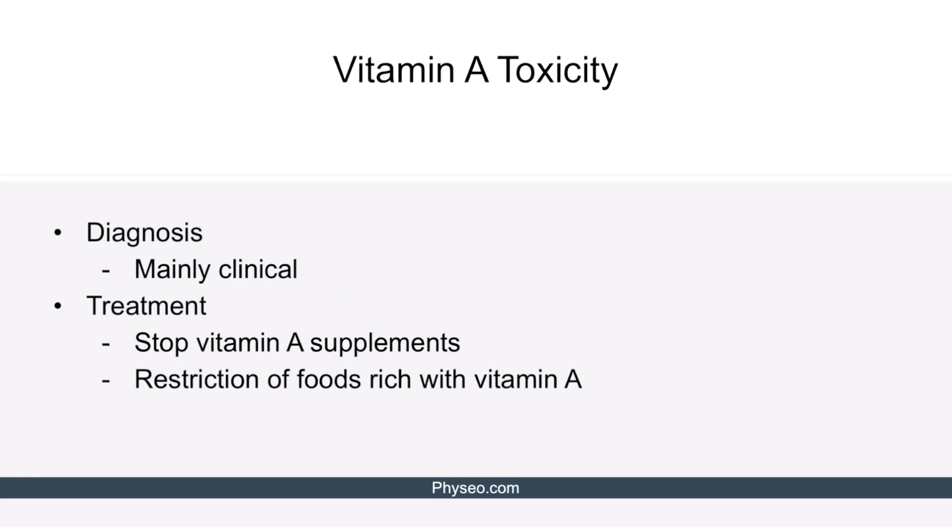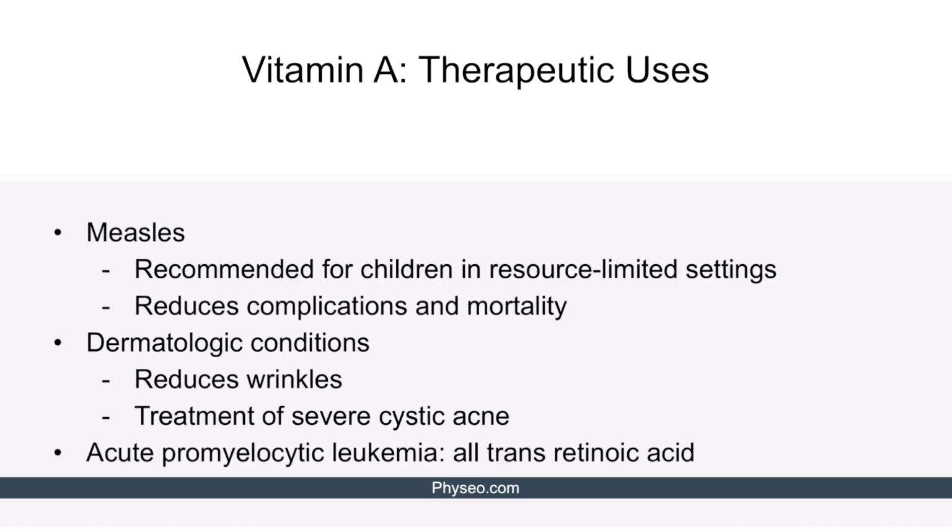Let's continue the diagnostic workup and treatment of vitamin A toxicity. The diagnosis is mainly clinical, taking into consideration the history of use of vitamin A supplements by the patient. Treatment requires stopping vitamin A supplementation as well as restriction of foods that are rich in vitamin A. Let's move forward with the therapeutic uses of vitamin A. Vitamin A has been used therapeutically in various conditions. It is used in the treatment of measles, especially for children in countries with resource-limited settings, as it reduces the risk of complications and mortality.